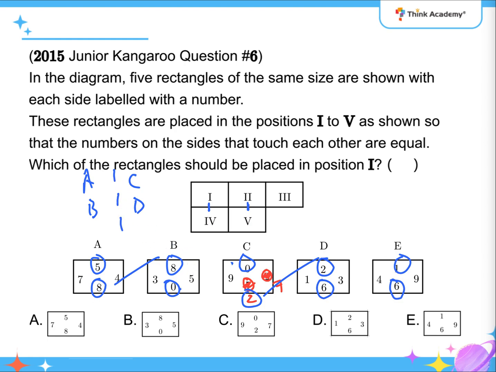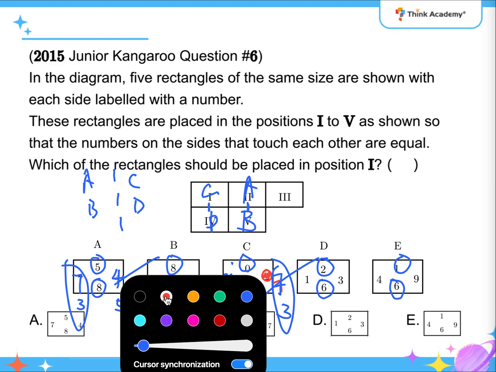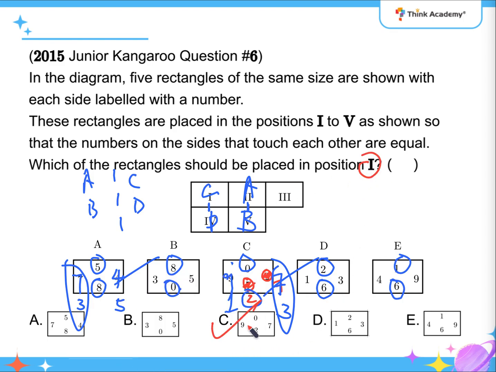All right, so these are the 2 groups. Now you can see that if A and B are together, the left-hand side would be 7 and 3, the right-hand side would be 4 and 5. And if C and D are together, the left-hand side would be 9 and 1, the right-hand side would be 7 and 3, which is the same as the left-hand side of A and B. So it means that A and B can be connected to C and D on the right-hand side, which means that in position 1, it's going to be C as the answer, okay? So that's for question 6.